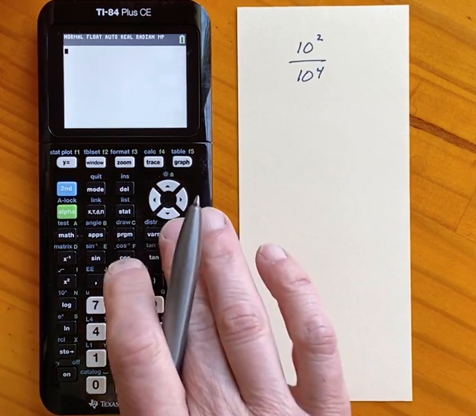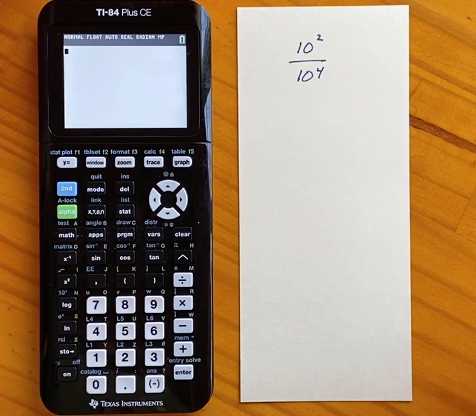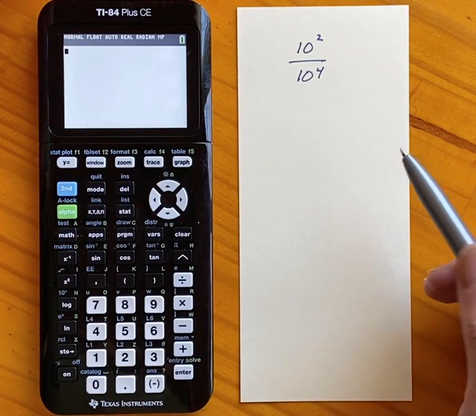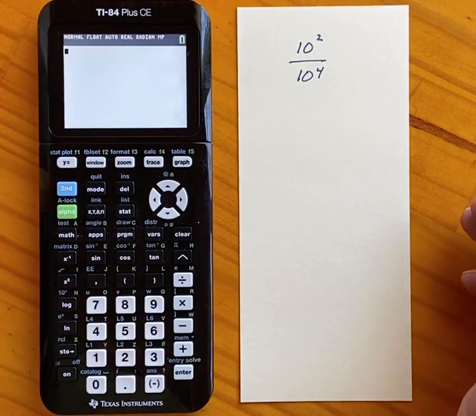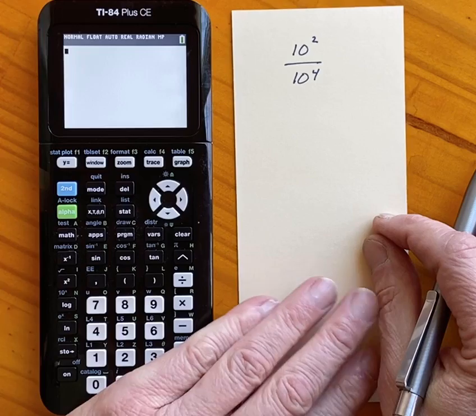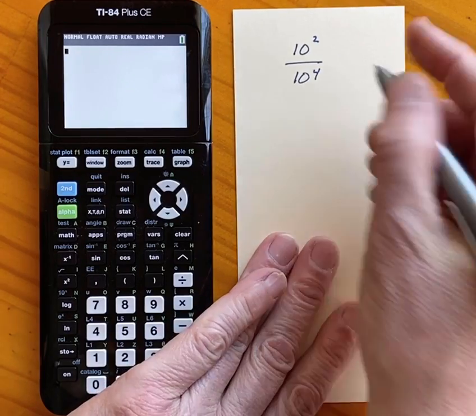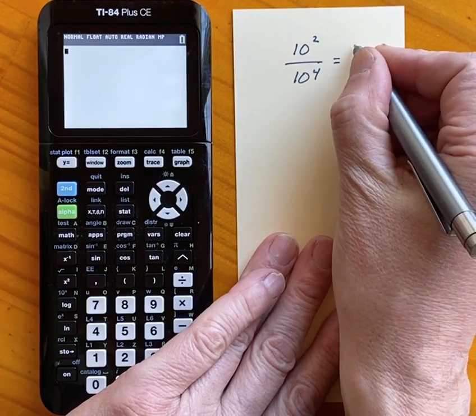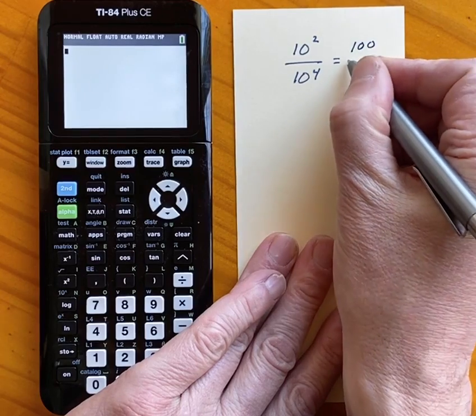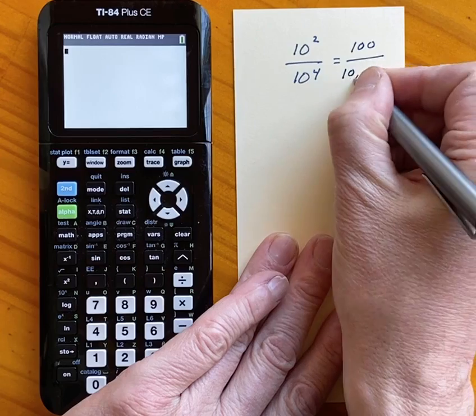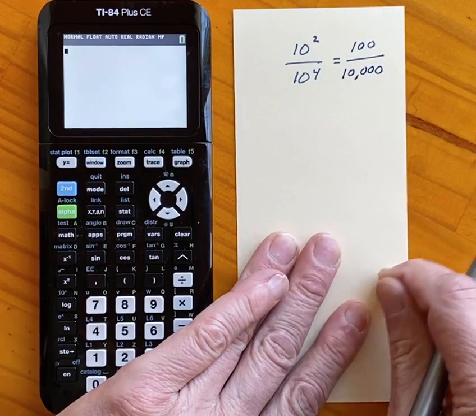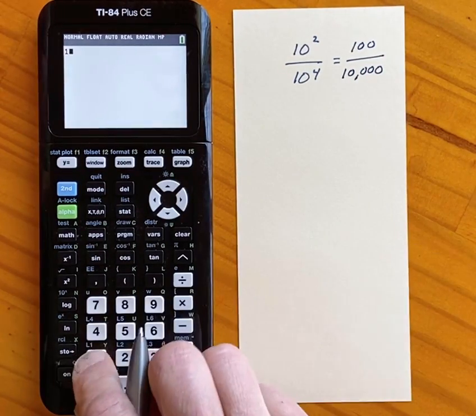I'm curious what you would do if you were faced with trying to calculate 10 to the 2 divided by 10 to the 4. Now, first of all, you could resort to going a few years back and realize, let's see, 10 to the 2, that's 100. And 10 to the 4, that's a 1 with 4 zeros, so that's 10,000. So really what you want here is 100 divided by 10,000.